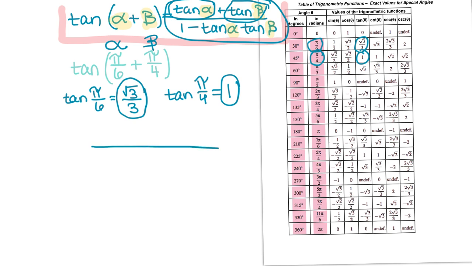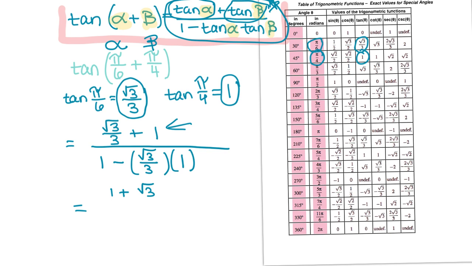I'm going to have square root 3 over 3 plus 1 on top. And on the bottom, I'm going to have 1 minus square root 3 over 3 times 1. So I've just replaced everything in this big formula with my newfound values of square root 3 over 3 and 1. Now I need to just simplify and find my exact value. What I want to do is rearrange and make this look a little neater. So I'm going to swap this around and make it 1 plus square root 3 over 3, just because I think that would be better.